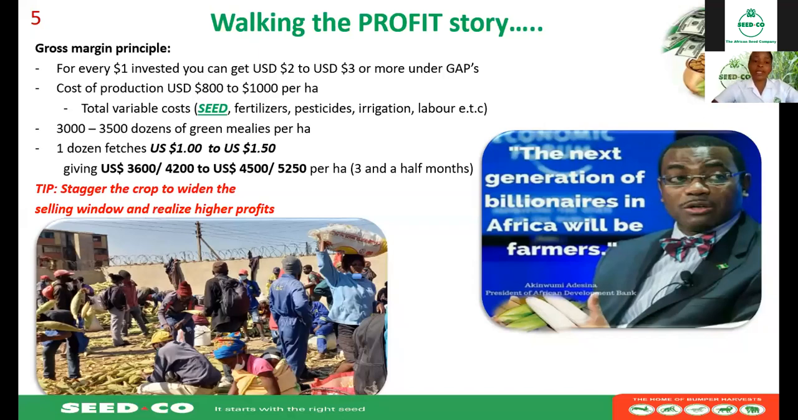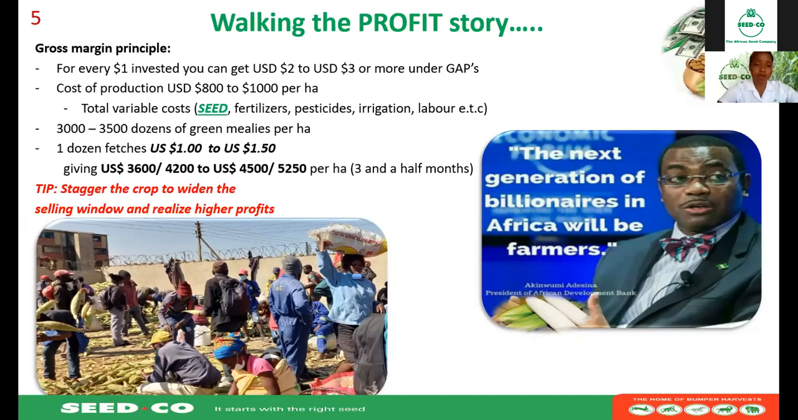So it's also important to stagger your crop when you are planting, depending on the scale of production you are doing. Suffice to say that for green mealies, you don't need to have a large hectare. Even a small block is good enough for green mealies, but you can stagger at a quarter hectare or small little blocks that you can do in your farm of different varieties or different planting dates, so that you'll be harvesting for a longer window. It gives you as well a longer selling window, which is desired by most markets.